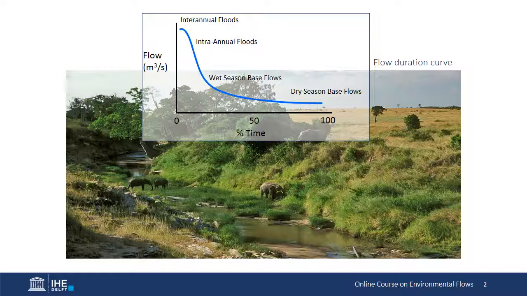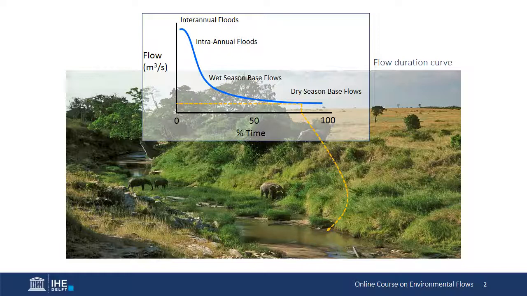First, I'd like to make a simple visual impression of what we're talking about. The graphic superimposed on the photo is a flow duration curve, and it indicates the percent of time over the course of a year that specific flow levels are exceeded. Note from the shape of the curve that the lowest flows are exceeded most of the year, while the highest flows are exceeded only for brief periods.